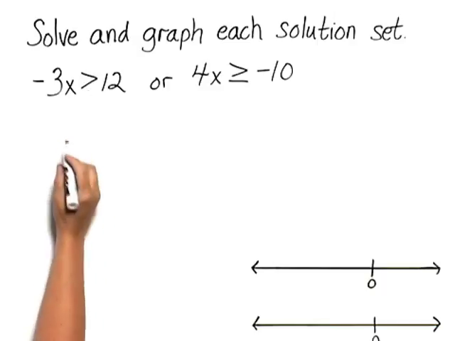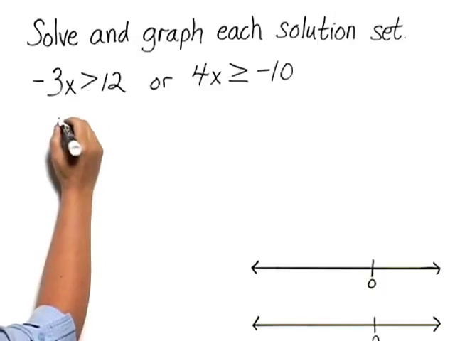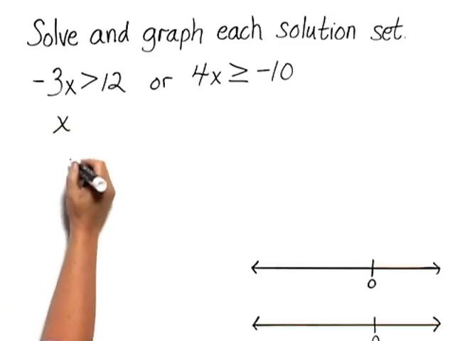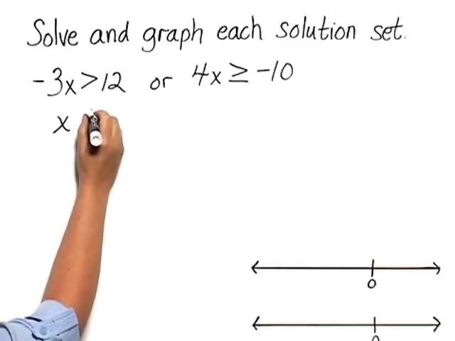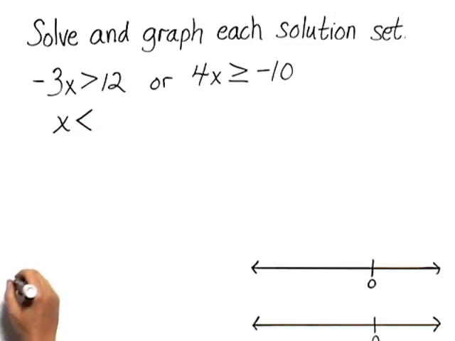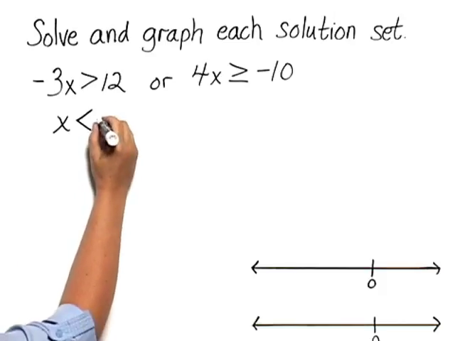as we divide. So negative 3x divided by negative 3 would be x. Reversing the direction of the inequality, we have x is less than 12 divided by negative 3, which would be negative 4.